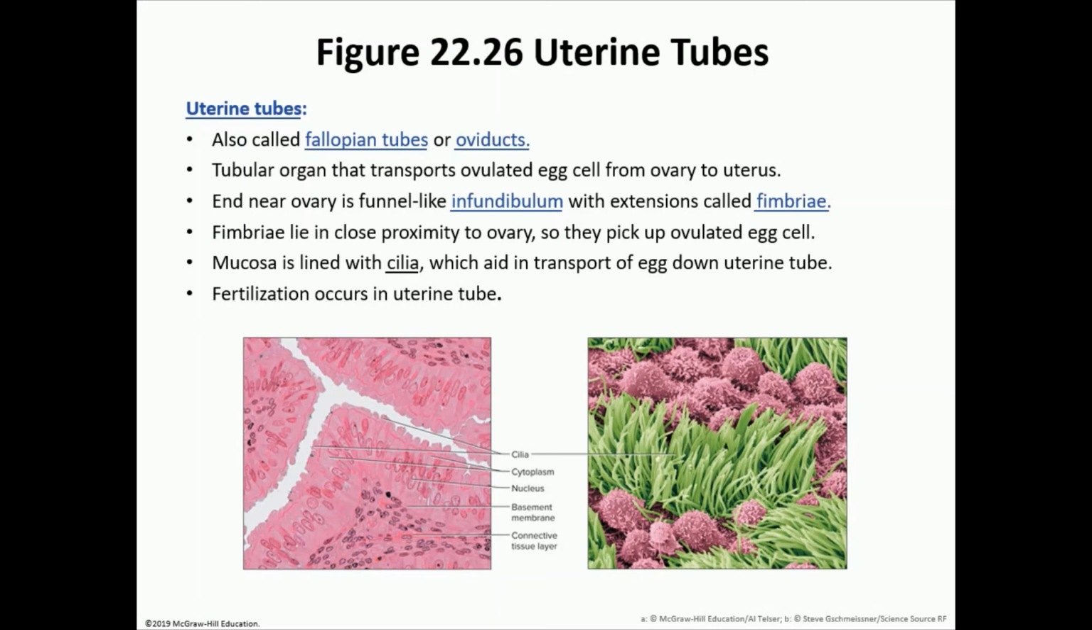Okay, as we mentioned, the uterine tube has fimbria, which are the finger-like projections that pick up the egg after fertilization, and fertilization occurs in the infundibulum area.